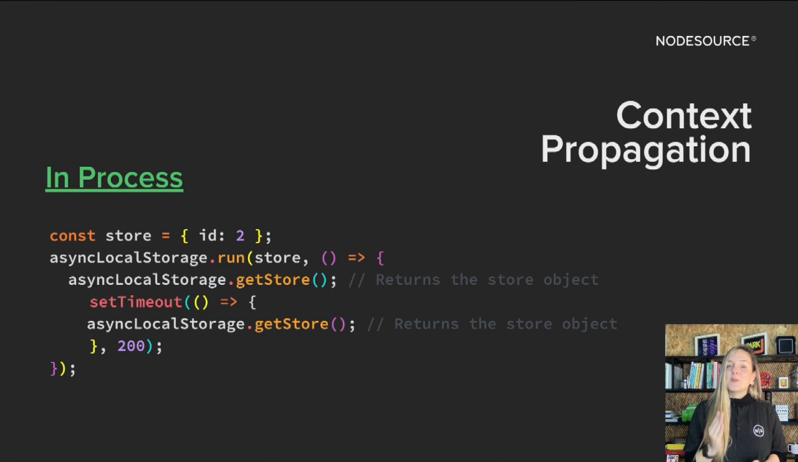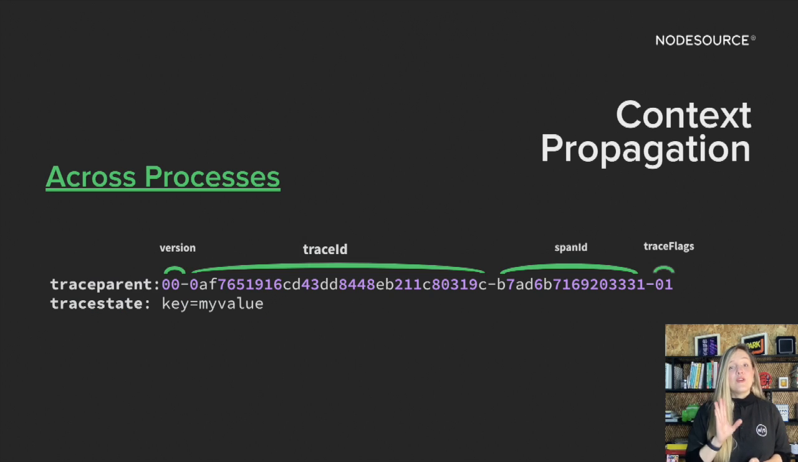For in-process propagation, we will typically use something like the AsyncLocalStorage class from the async_hooks module. And for across processes, it would depend on the IPC protocol used. As an example, for HTTP, there's the Trace Context specification from the W3C, which defines the traceparent and tracestate headers to propagate tracing info.